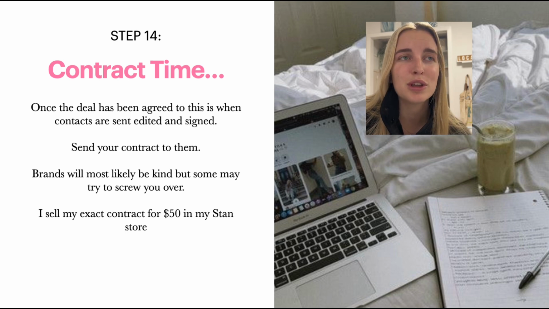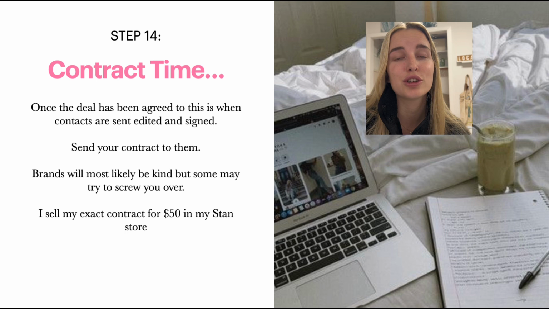Also with contracts, remember that you are a business. You're a business, you're dealing with another business. You're not some person who doesn't know what they're talking about. You are a business, you need to stand your ground. And you need to know what you're talking about. That's why this is so important that you actually research before you just start pitching and trying to work with brands.